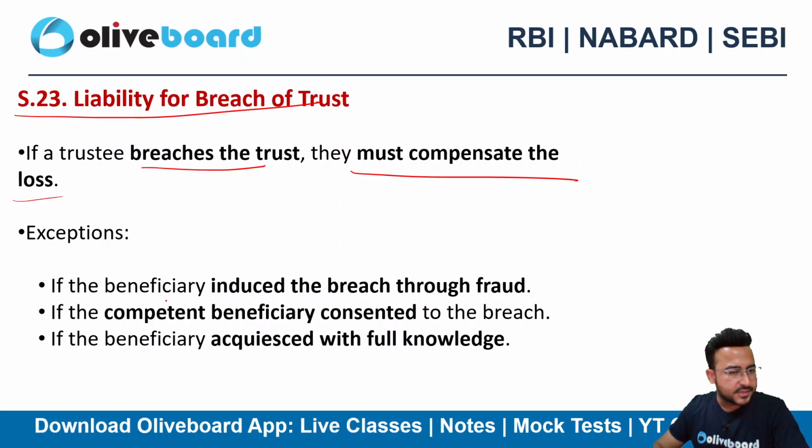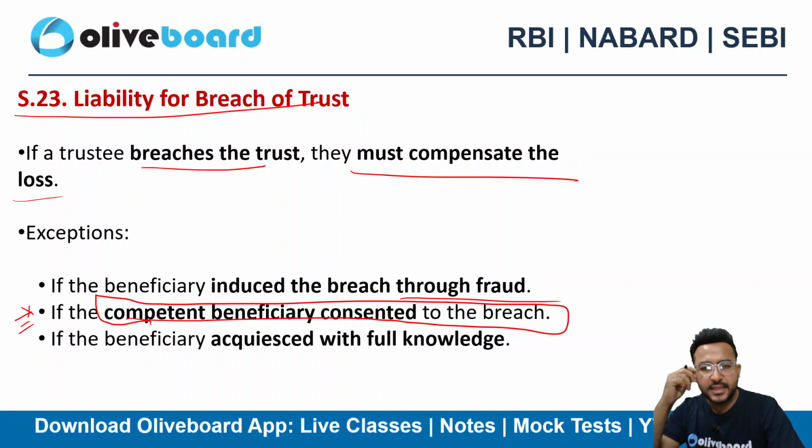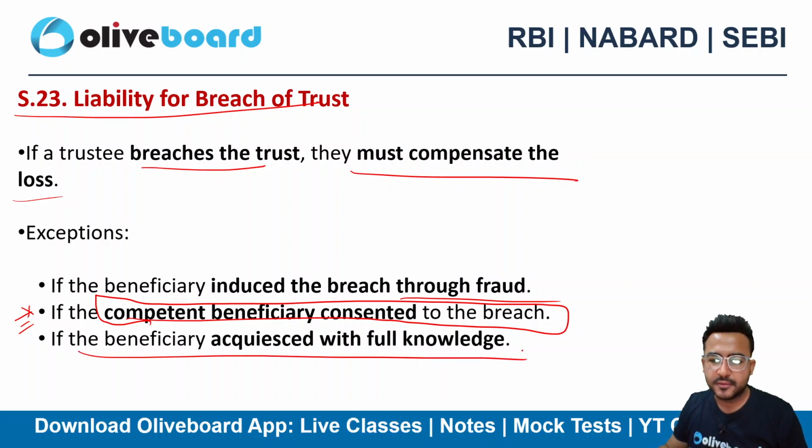Some exceptions are there. If the beneficiaries induce the breach through fraud, or if competent beneficiaries consented to the breach. This is important. Let's suppose I did a breach and the beneficiaries consented to that breach, कि हमको कोई दिक्कत नहीं है, we are fine with it. Then that's an exception. I won't be held personally liable for that. If the beneficiaries acted with full knowledge, so these are some of the exceptions.